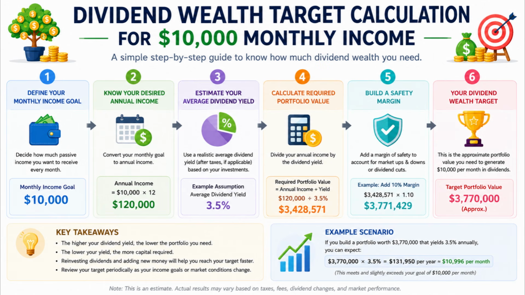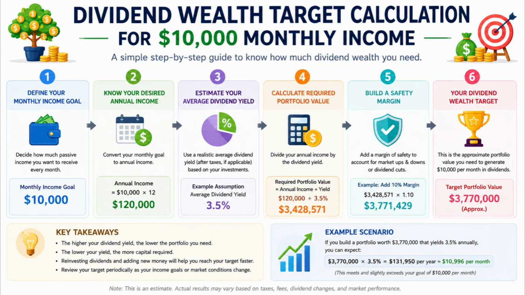So, $3,428,571 multiplied by 1.10 gives approximately $3,771,429. Therefore, the final dividend wealth target is about $3,770,000. This is the approximate portfolio value needed to generate $10,000 per month in dividends, assuming a 3.5% average annual dividend yield and a 10% safety margin.